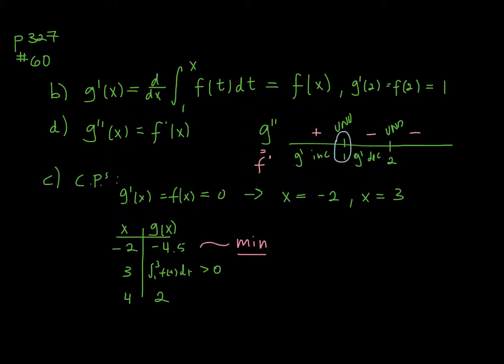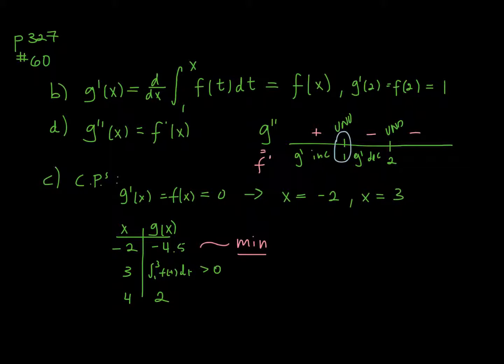All right, page 327, number 60. Here in part B, you're taking the derivative of g, and g is simply the accumulator function from 1 to x of f of t dt. Applying the fundamental theorem of calculus, taking the derivative of this definite integral, I end up with simply f of x. So g prime is equal to f of x, and therefore g prime of 2 is f of 2, and f of 2, by looking at the graph, is simply 1. So that's the rate of change of g at 2.